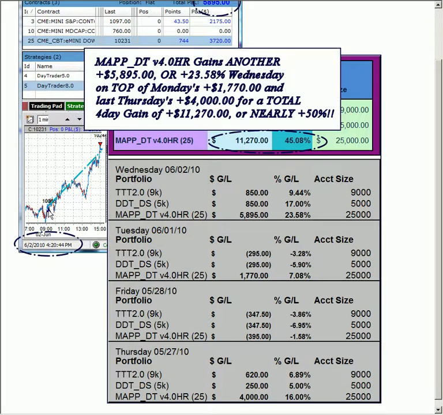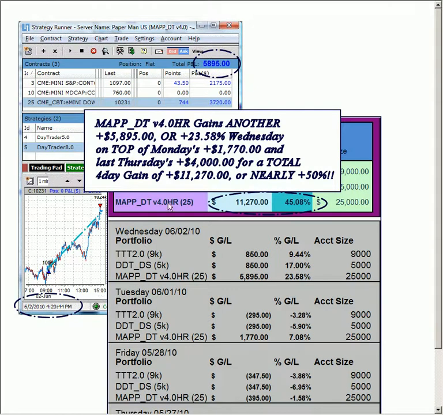Look at that beautiful. That was the Dow Day Trader 8.0, I believe, right there. As you can see, catching the whole of the move yesterday. In fact, a large part of it, $3,720, was due to the YM. But as you can see, continuing to put up monstrous profits.